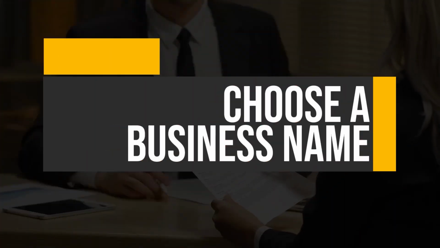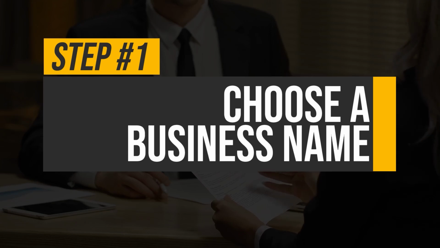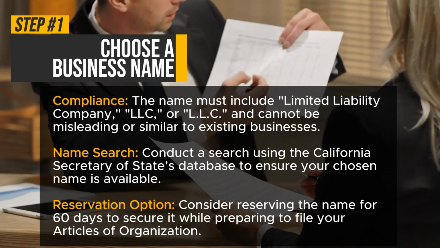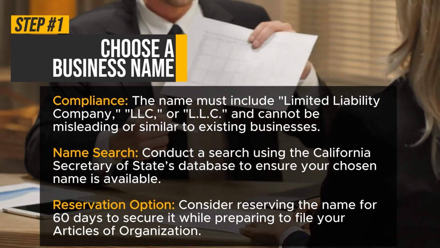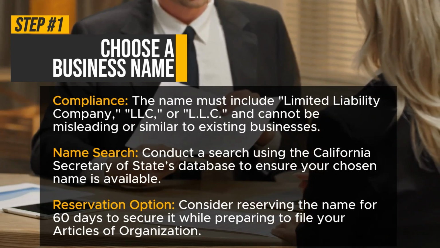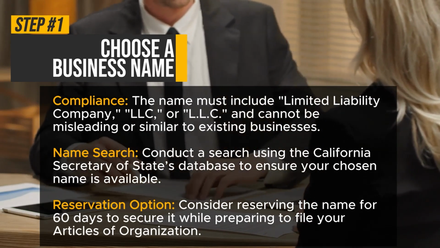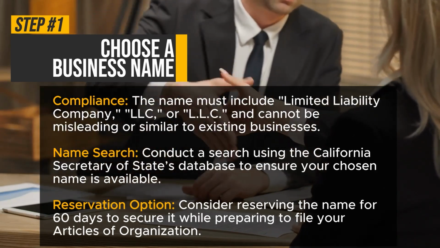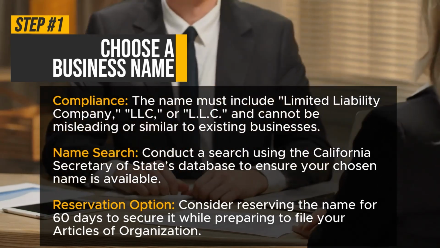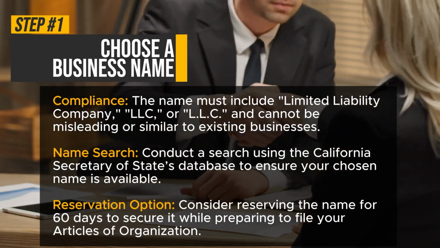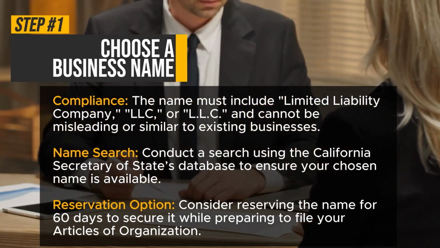Choose a unique LLC name. Selecting a name for your LLC is the first step and must comply with California naming requirements. The name must include Limited Liability Company or LLC. Additionally, it should not be similar to existing businesses registered in California. To ensure uniqueness, conduct a search using the California Secretary of State Business Name Database. This step is crucial as it prevents potential legal issues and confusion with other businesses.